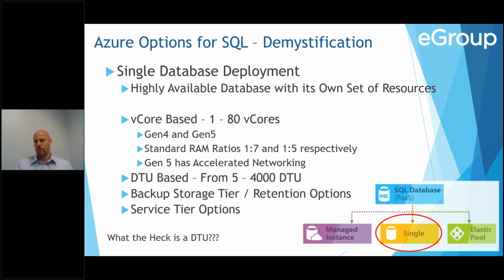In addition to vCore, which I think is the most understood, we have this new concept of DTU in the SQL world. And we'll talk a little bit about what the heck a DTU is. But essentially, think of it as funny money, kind of casino chips. You have between 5 and 4,000 DTU that you can apply. That essentially is capacity. And then again, you've got backup, storage tier, and retention options. So you can move that data off-site, and then you can retain at different intervals.